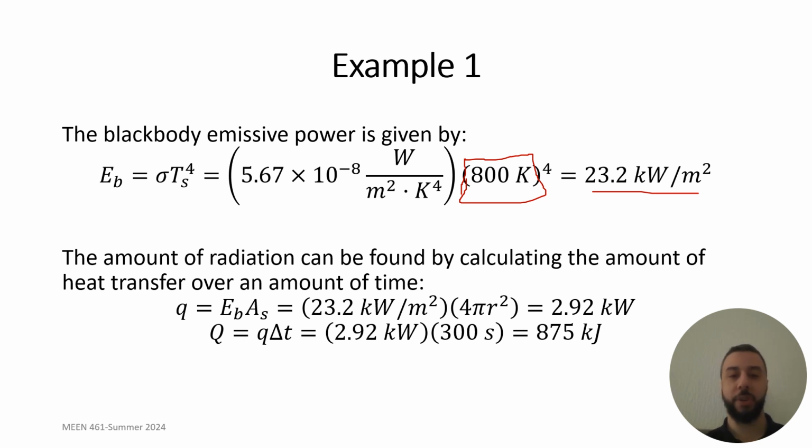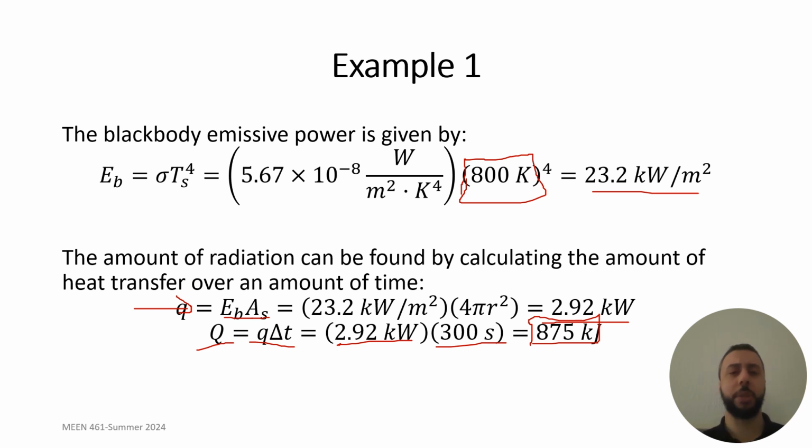And the amount of radiation can be found by calculating the amount of heat transfer over an amount of time. So Q dot is just going to be E_b, it's a black body, times the surface area. And this gives you the amount of heat transfer, or the heat transfer rate due to radiation. And we find that to be 2.92 kilowatts. We can do the same thing with the amount of heat. So Q is just Q dot times delta t. So we have our Q dot, and we have our delta t, and we can get the amount of heat transferred through radiation, which is 875 kilojoules.